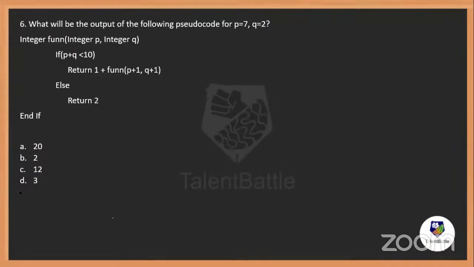So this is recursive pattern now. What will be the output of the following pseudocode for P value is 7 and Q value is 2? Function which is accepting 2 parameters, that is P and Q. Condition is mentioned. If the condition is true, we have to return 1 plus a recursive call to the function, that is with the parameter update P plus 1 and Q plus 1. Otherwise, we will return 2 from the else block.